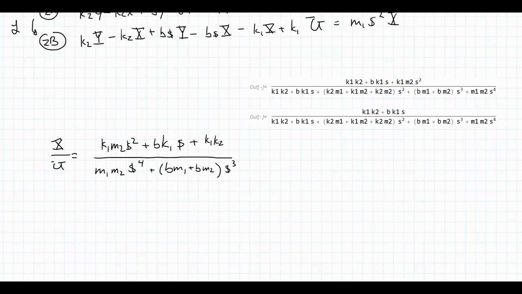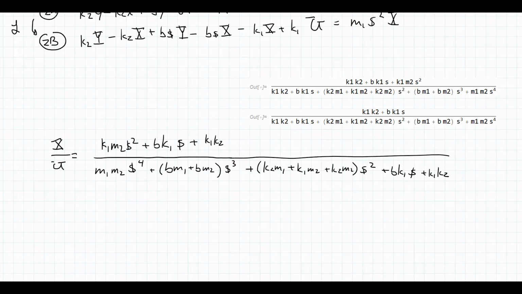If you look back to the simpler version of this, where it was a node instead of a mass at the wheel, that was only third order. Plus, I have k2 m1 plus k1 m2 plus k2 m2 s squared plus b k1 s plus k1 k2. So, somewhat long expression here. Again, this is only 2 degrees of freedom, 2 masses.